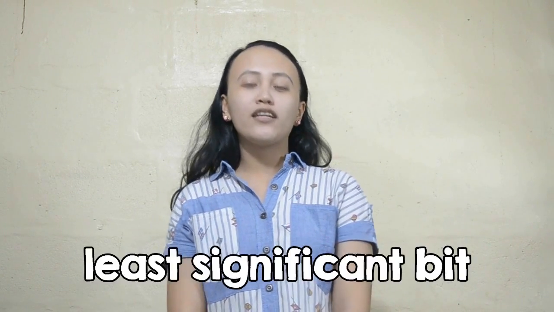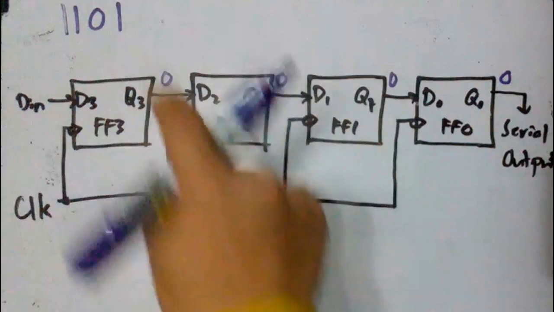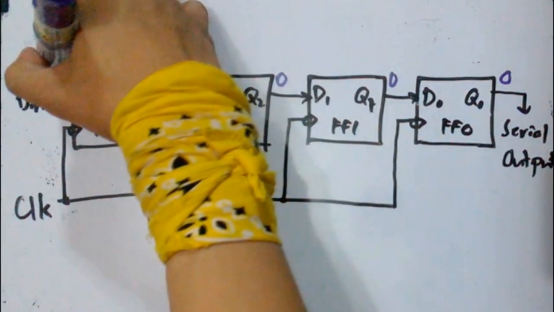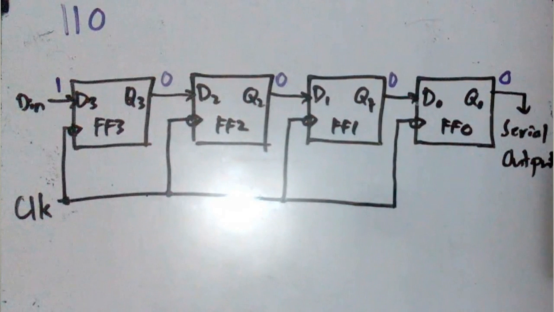To do this, we need to locate the LSB, or the least significant bit, and the MSB, or the most significant bit. In this case, the one on the right is the LSB and the one on the left is the MSB. The LSB will be the first one to be entered on the register. Once this is made, D3 will become 1 and D2, D1, and D0 will still be 0 since no data has been shifted to them yet.